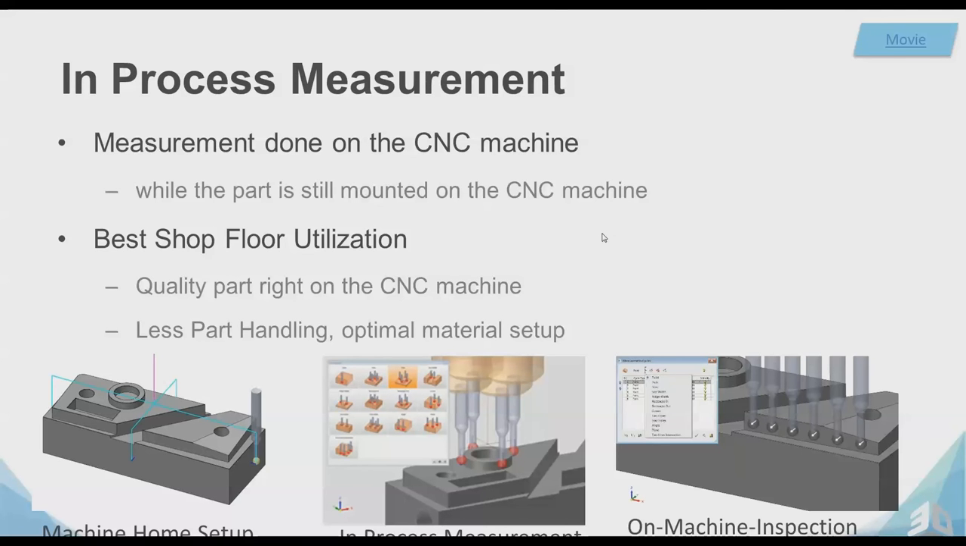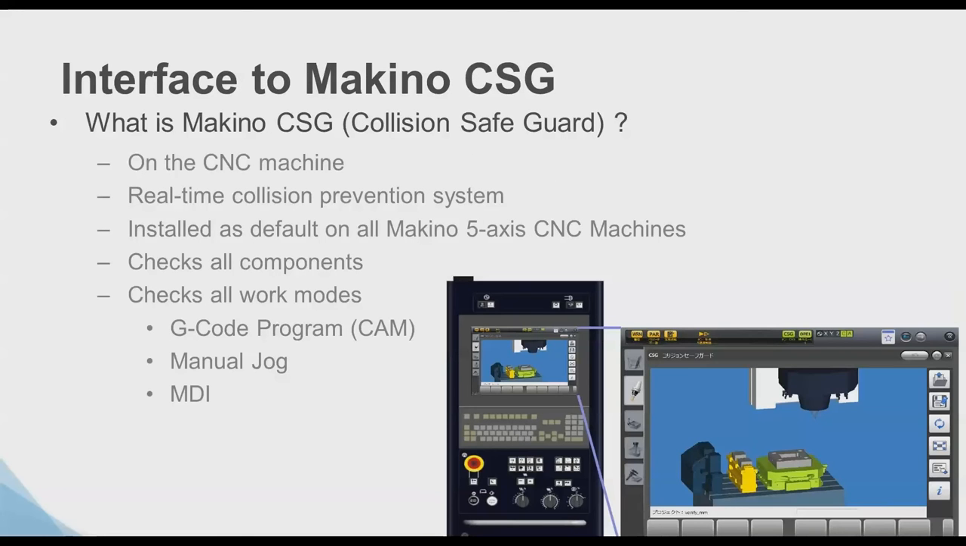And this is very interesting. Interface to Makino CSG. This is a very interesting thing done by the Makino company. What is Makino CSG? This is collision safeguard. On the CNC machine, they have installed a parallel computer that in real time will prevent any collision on the CNC machine. It's installed today as default on all 5-axis CNC machines, so it's very interesting to watch that.